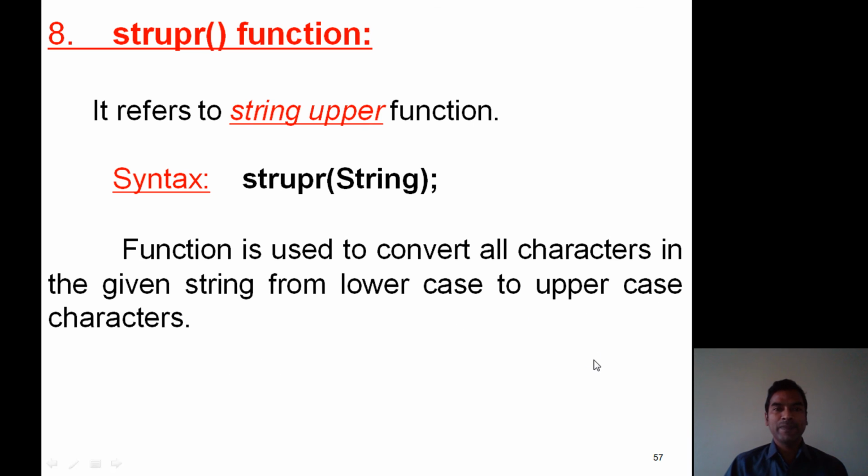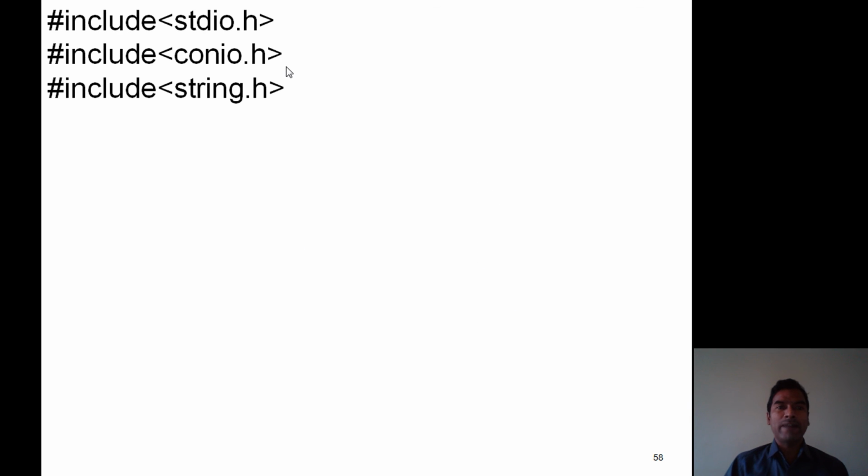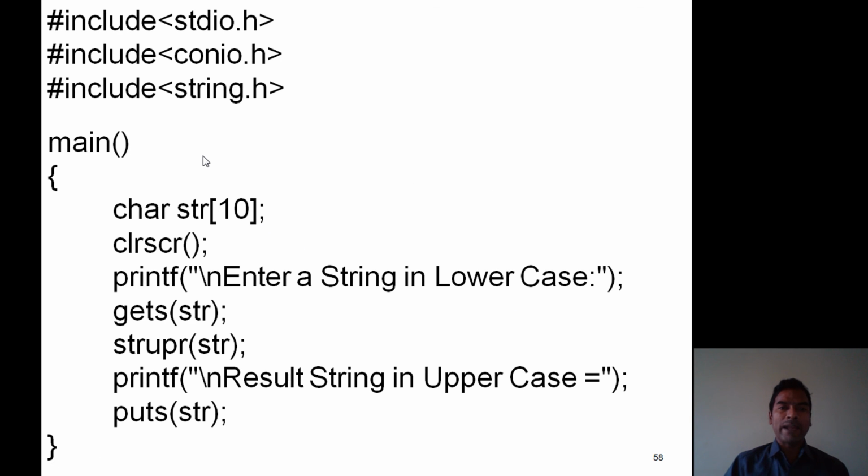Now this function is used to convert all characters in the given string from lowercase to uppercase. Now observe this example, header files. Now this is the main program. Initially we enter an input string in lowercase characters, gets of str. Now we apply the strupr function, strupr of str. So when this function is executed, the characters of str are converted into uppercase characters. Now finally we print the result as puts of str. Okay, so this is the strupr function.